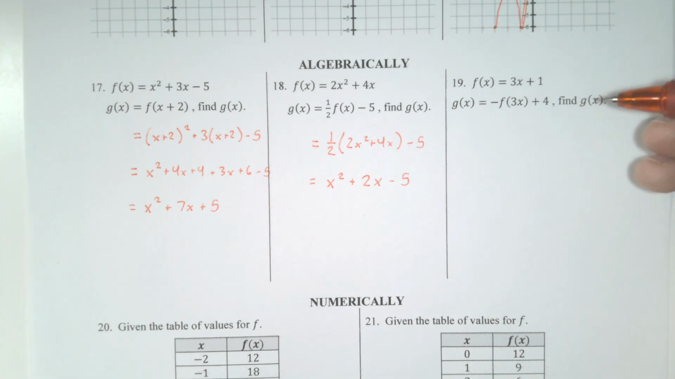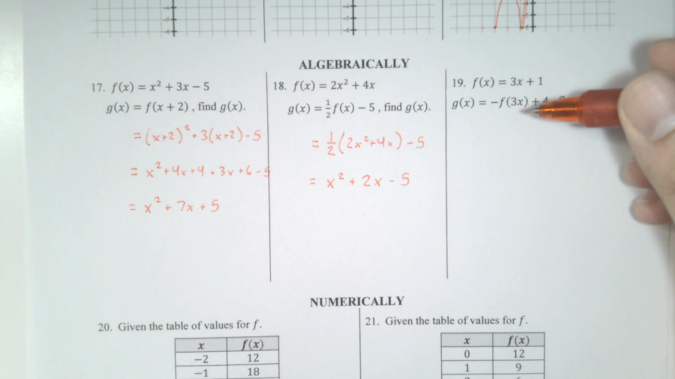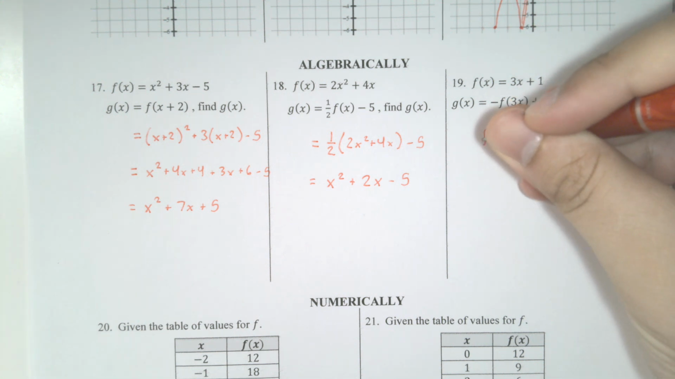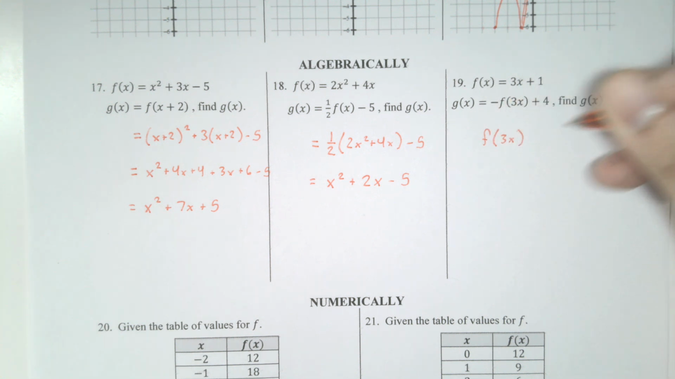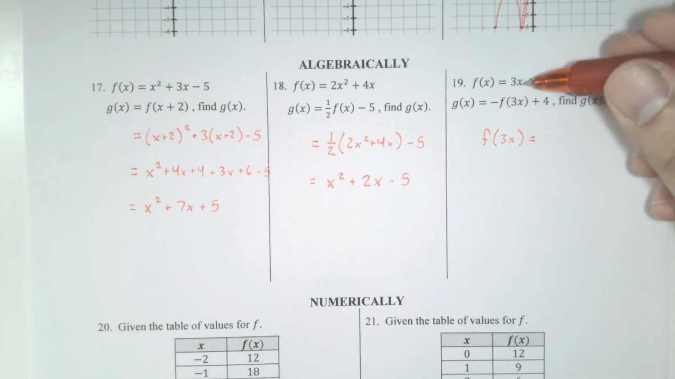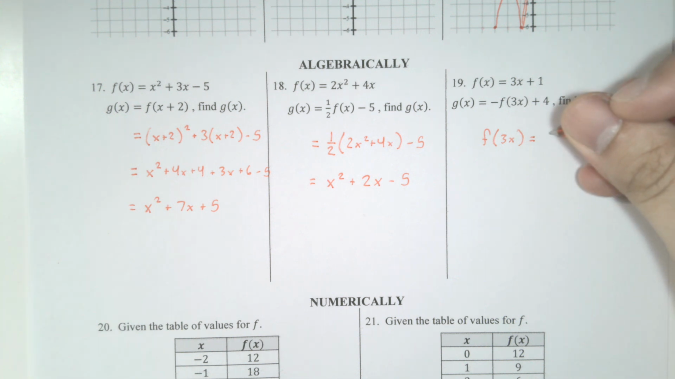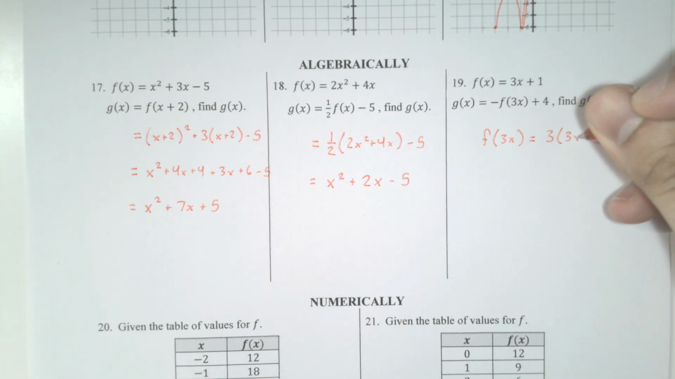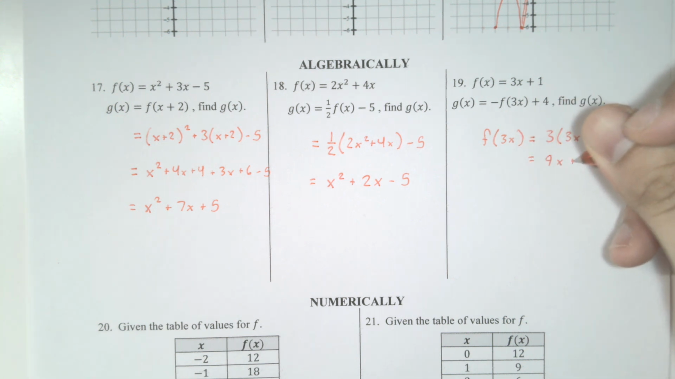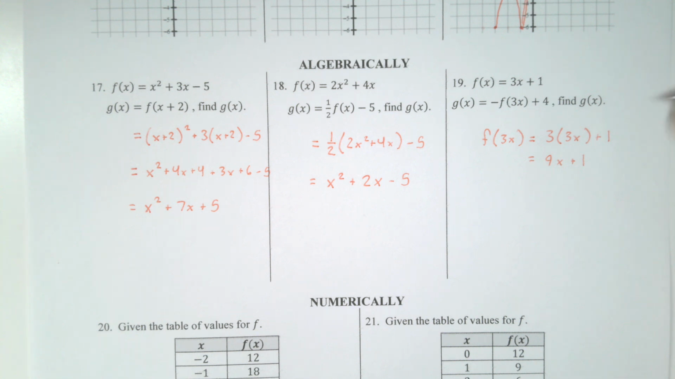Lastly, for number 19, we have negative f of 3x plus 4. So my recommendation for this is first just figure out what f of 3x is, because if you try to plug all of this in, it can get a little bit confusing. But f of 3x, now every time we see an x, we're going to replace it with a 3x. So f of 3x is 3 times 3x plus 1. And that gives us 9x plus 1.